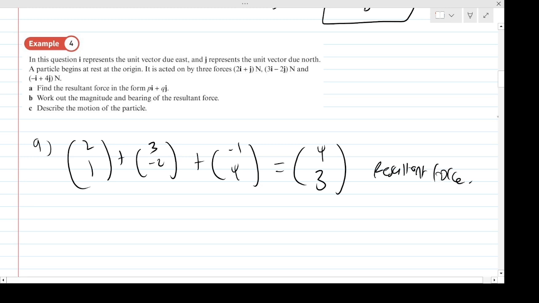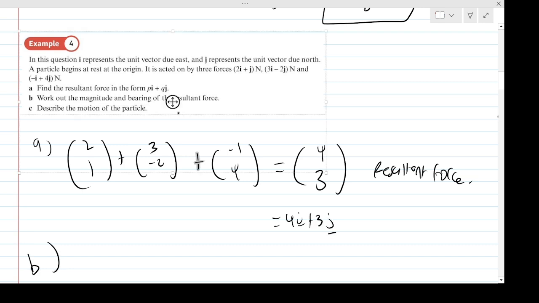Okay, but then I need to give it in i and j form, so it needs to be in terms of i and j. Well, as we just discussed, we can convert a column vector. This is going to be the i part and the j part, right? The x and y. So it's going to be 4i add 3j. And there we are. Then in part B, it says to work out the magnitude and the bearing of the resultant force. So bearing is all to do with angles.